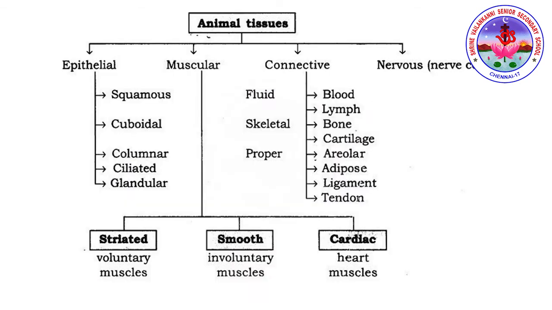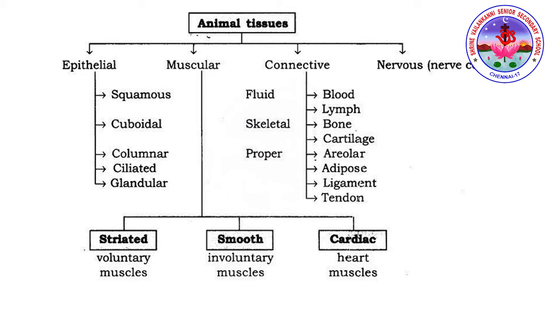In this slide, it mentions the animal tissue flow chart. That is, the animal tissues are categorized into four types: epithelial, muscular, connective and nervous. Whereas epithelial tissues are of five types. They are squamous, cuboidal, columnar, ciliated and glandular.